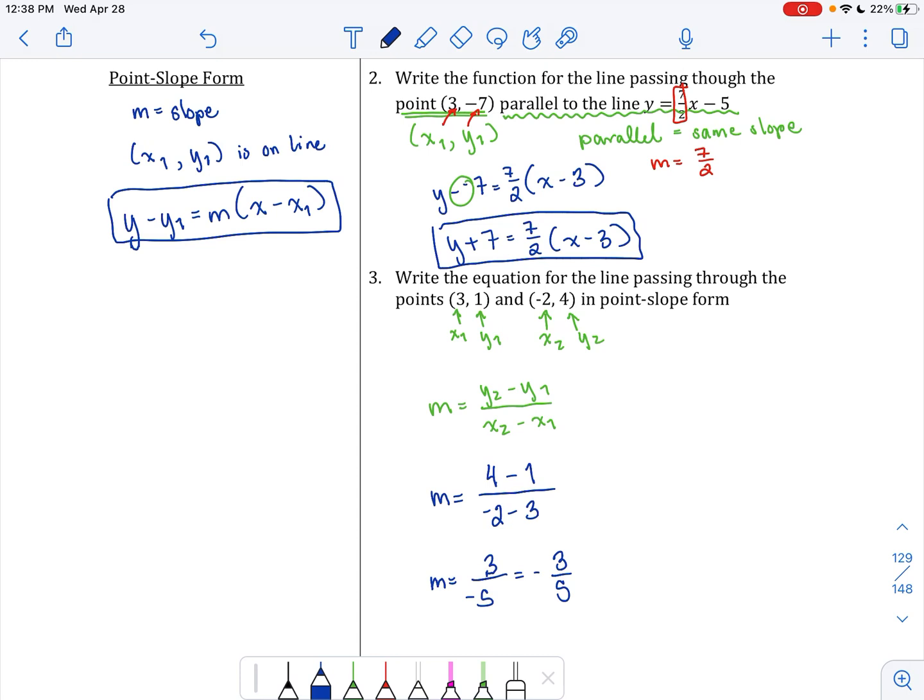Now, instead of having to solve for b like we've done previously, we can just use point-slope form. So we say y minus y1, which is 1 from right here, equals our slope, negative 3/5, parentheses x minus x1, which is 3. So again, often without a graph, writing in point-slope form is just going to be a lot easier.